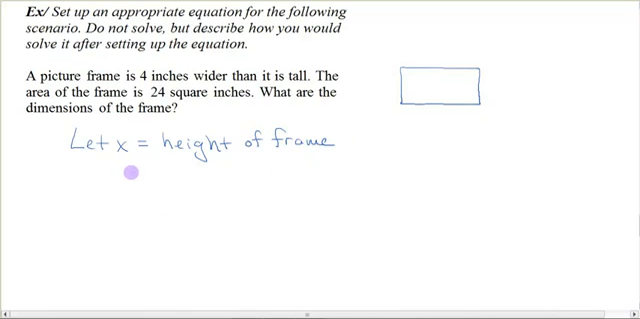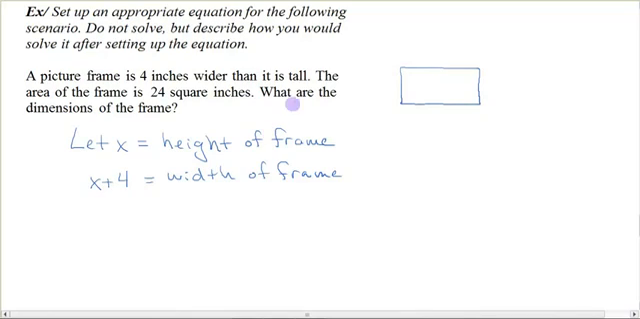Okay, and that means what is the width of the frame? Well, if the height of the frame is x and the picture frame is 4 inches wider than that, then it'd be x plus 4 more inches. It's 4 inches wider than it is tall.